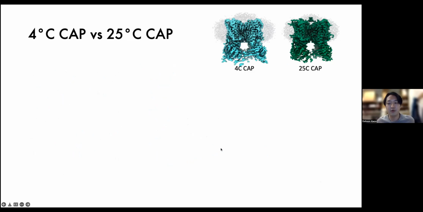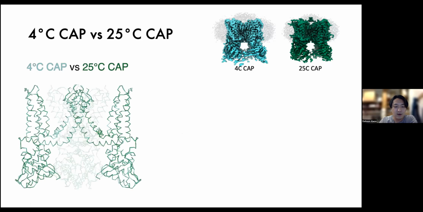And then we solved the TRPV1 structure at 25 degrees Celsius with capsaicin. The reason why we chose 25 degrees is that it is a very usual condition for electrophysiology. This is the overlay between the 4 degree capsaicin-bound and 25 degree capsaicin-bound structures. You can see here, the two structures are almost identical.